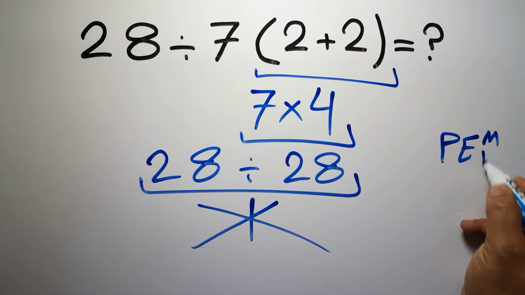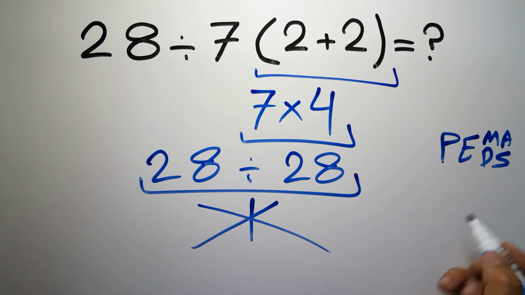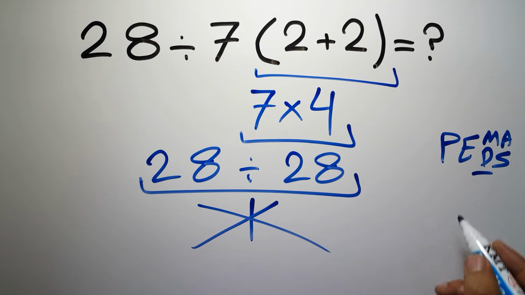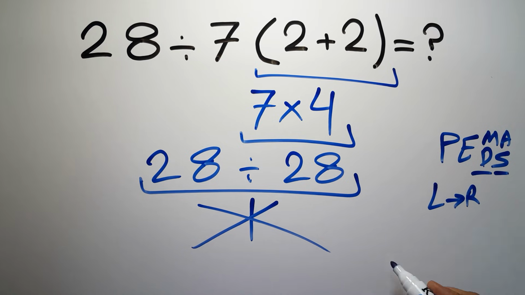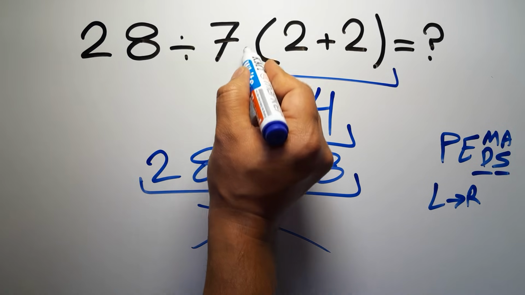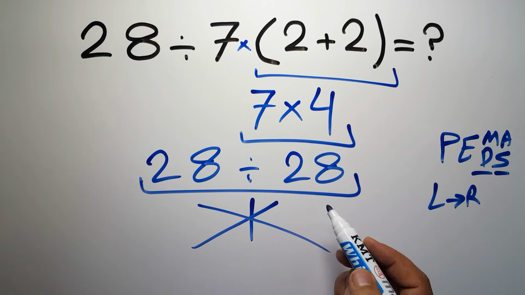exponent, then multiplication or division, and finally addition or subtraction. Remember that multiplication and division have equal priority and we have to work from left to right. And the same applies to addition and subtraction. In this expression, we have one division, one multiplication, and one parenthesis.